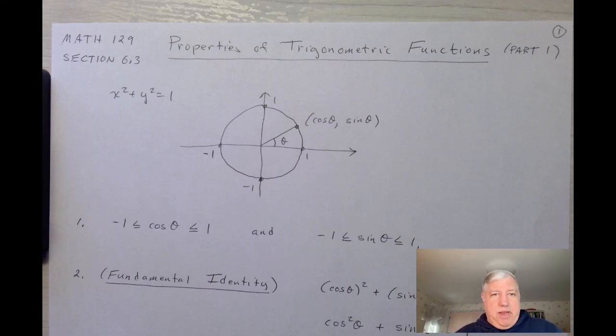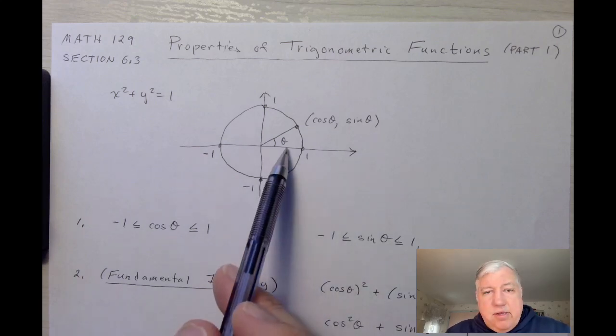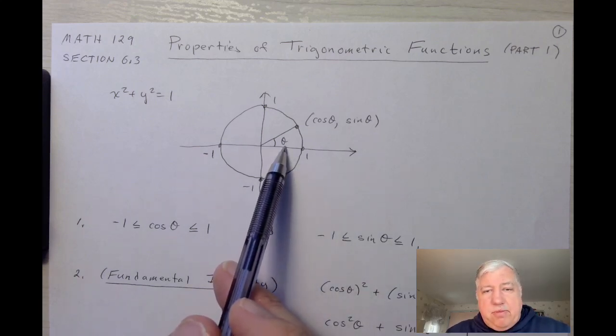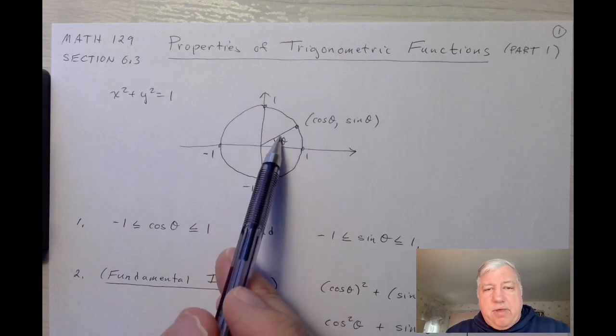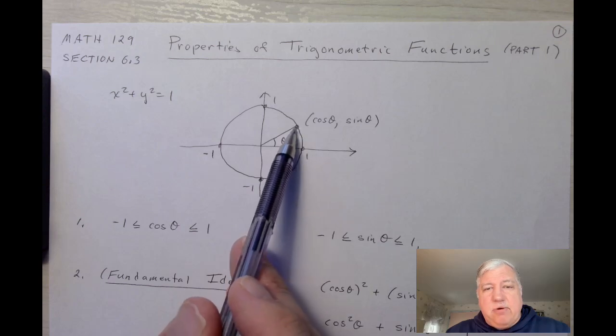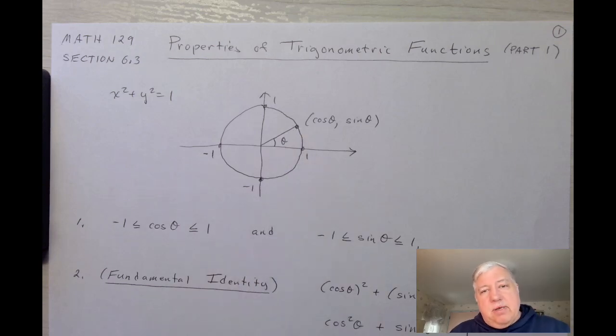So before we begin, let me just remind you that the two most basic trig functions, sine and cosine, are really just defined to be the coordinates of a point on the unit circle that corresponds to the angle in question. In fact, you take an angle theta, the ray coming out of the origin makes an angle theta with the positive x-axis, and it corresponds to a unique point on this unit circle, and the x-coordinate is cosine theta and the y-coordinate is sine theta.